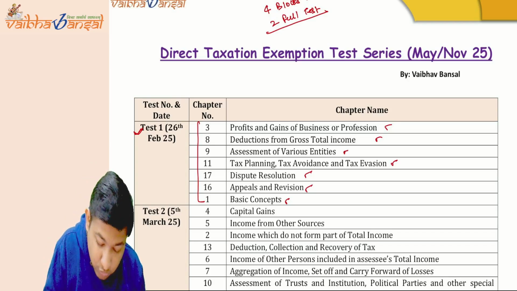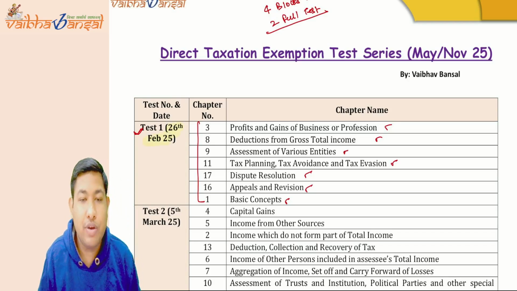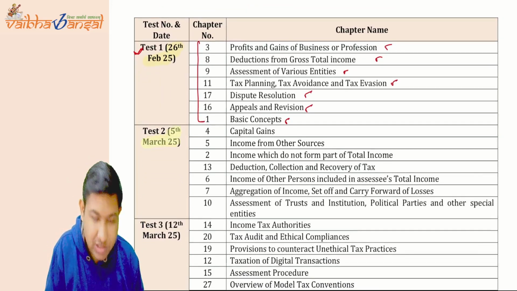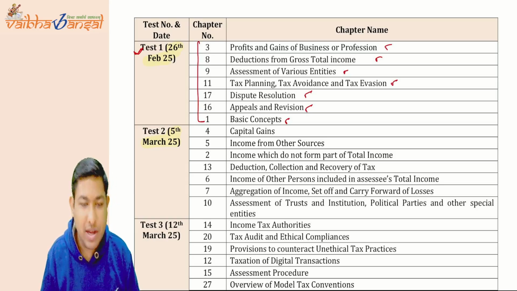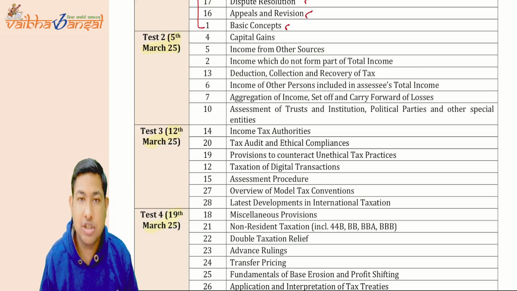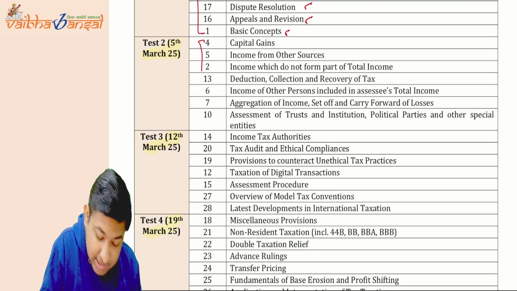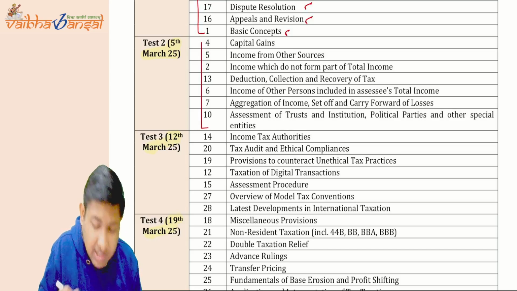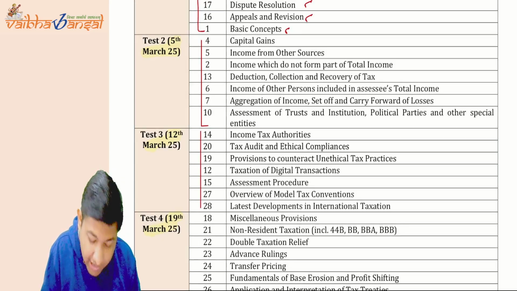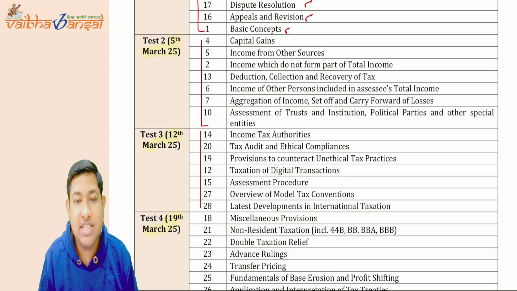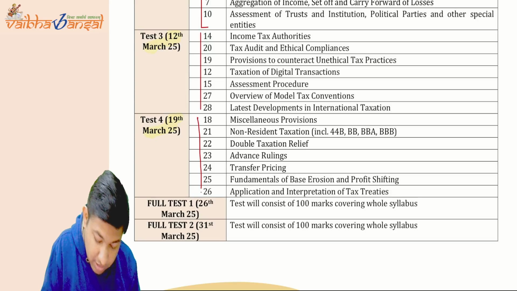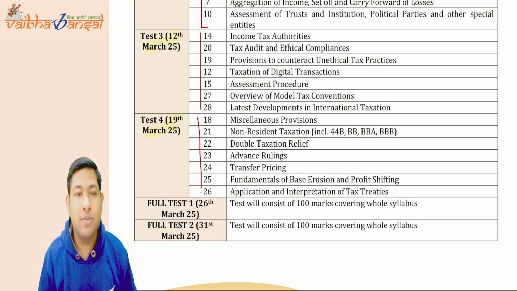The first test is going to start from the 26th of February 2025, and the second test is going to be after 1 week, that is 5th March 2025, then 12th March, then 19th March. This is our four block test schedule. Then this is the schedule for block test number 2. These are the schedule for block test number 3. Every block test has seven chapters to complete. Then this is block test number 4. All the block tests cover 100% of the syllabus.